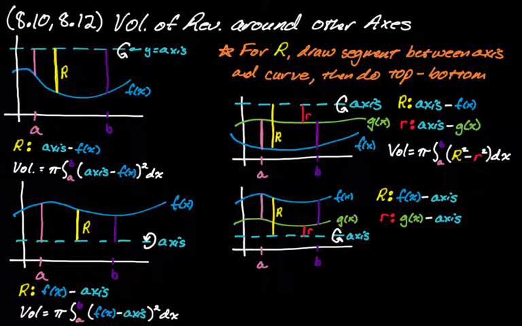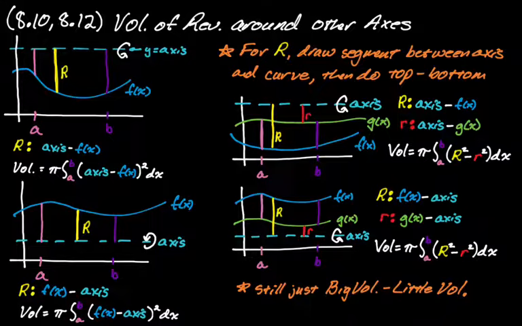So if you draw the picture, big R is bigger than little r. It's not confusing. To get the big volume, use big R. To get the little volume, use little r. And our volume will again be this. It looks identical. And we are really just doing big volume minus little volume.